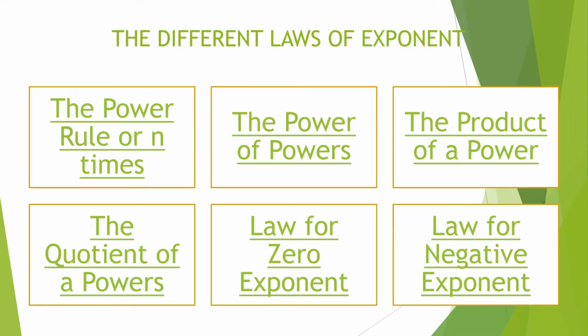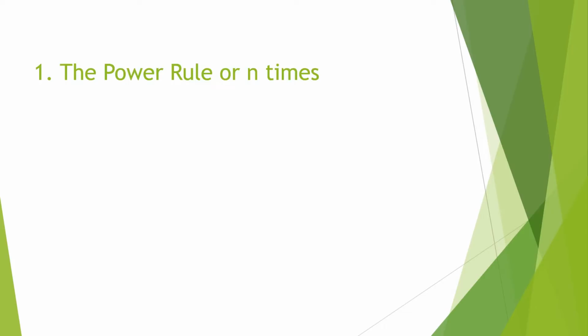Here are the different laws of exponents that we are going to learn. The power rule or n times, the power of powers, the product of a power, the quotient of a power, the law for zero exponent, and law for negative exponent. So let us start with the power rule or n times. For the power rule or n times, let us look at the following examples.